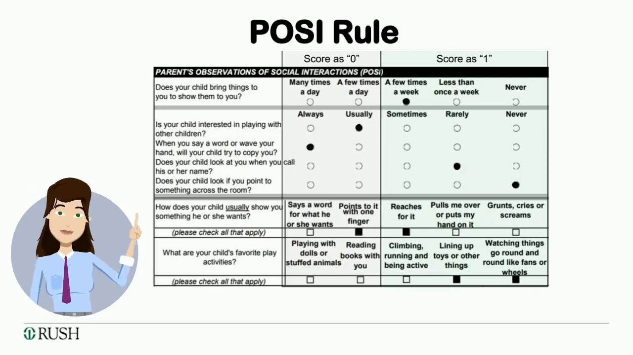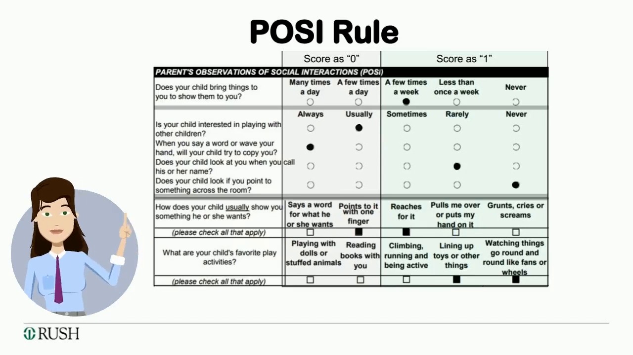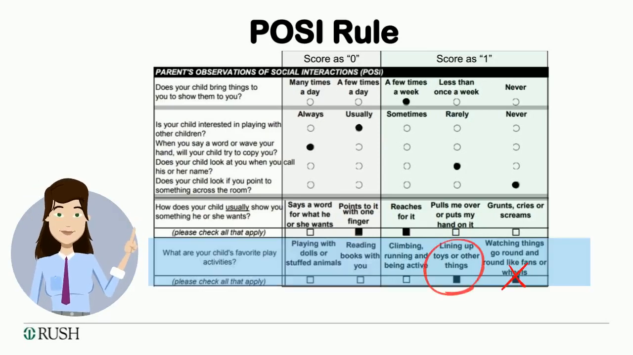A result of 3 or more points in the last 3 columns indicates a positive score. When scoring the POSI, remember to note this important rule. Each question can only have a maximum score of 1. If you are scoring a question that has a check all that apply prompt, only one of the checked responses for that question would count towards the total score.